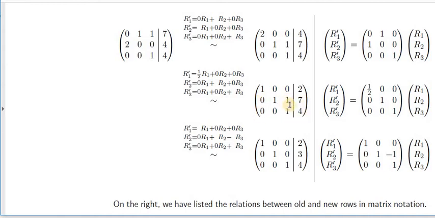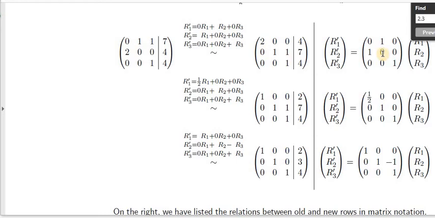That will get rid of this 1 here. So the way we express that is R2 minus R3, and I'm replacing R2 by R2 minus R3. And we can see that here. R2 prime, which is the new second row, is equal to R2 minus R3. Once again, I can express this ERO as a matrix multiplying the rows of my original matrix.